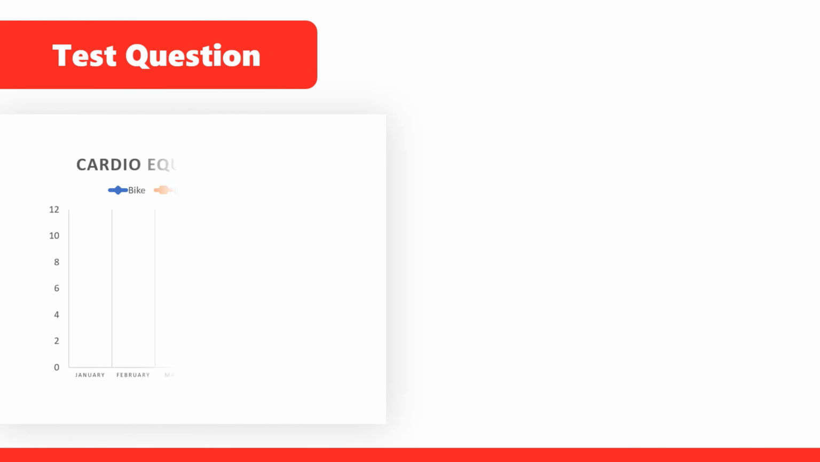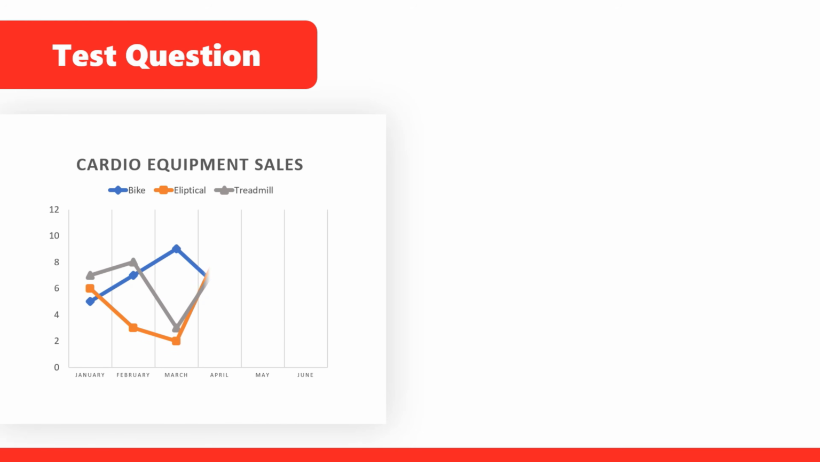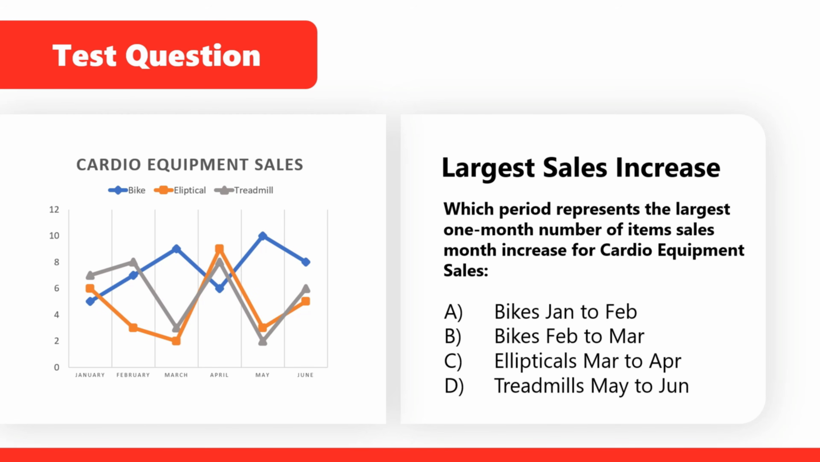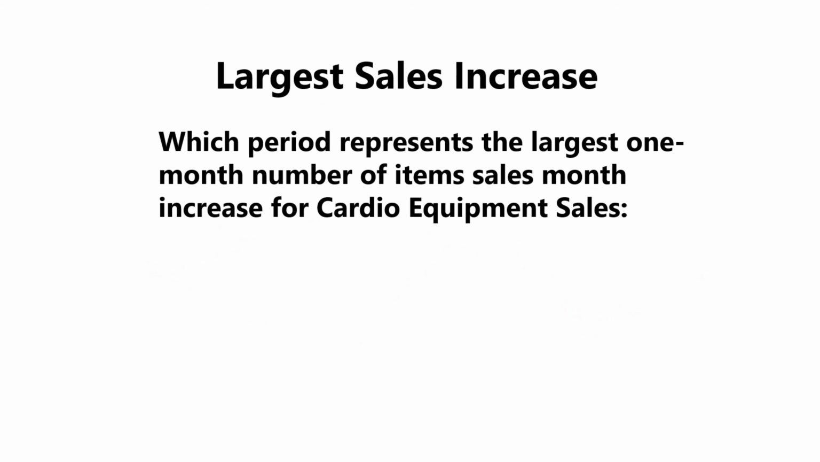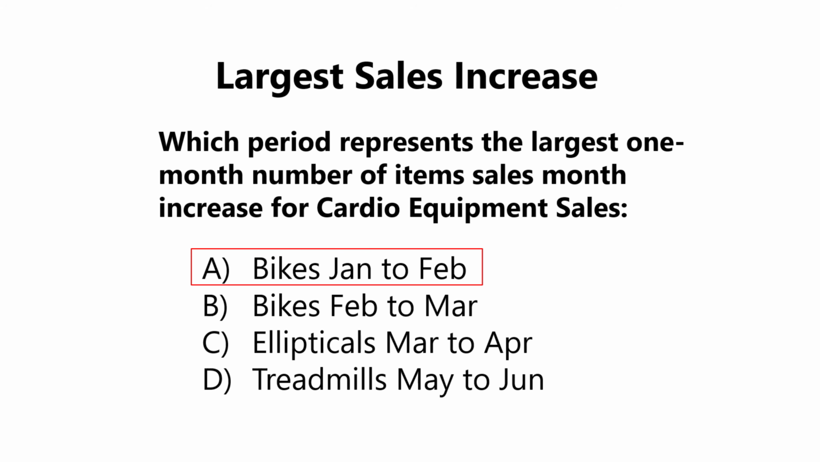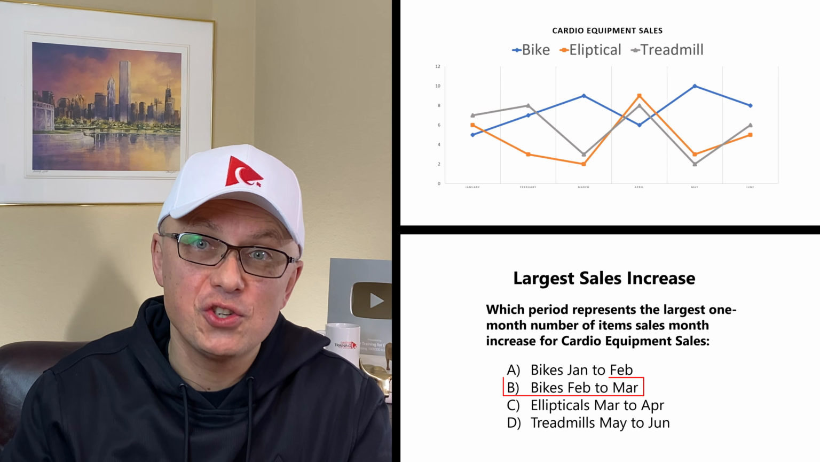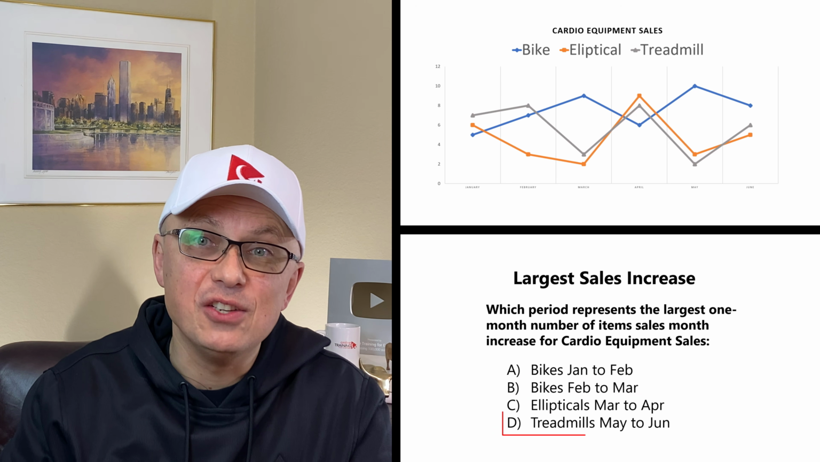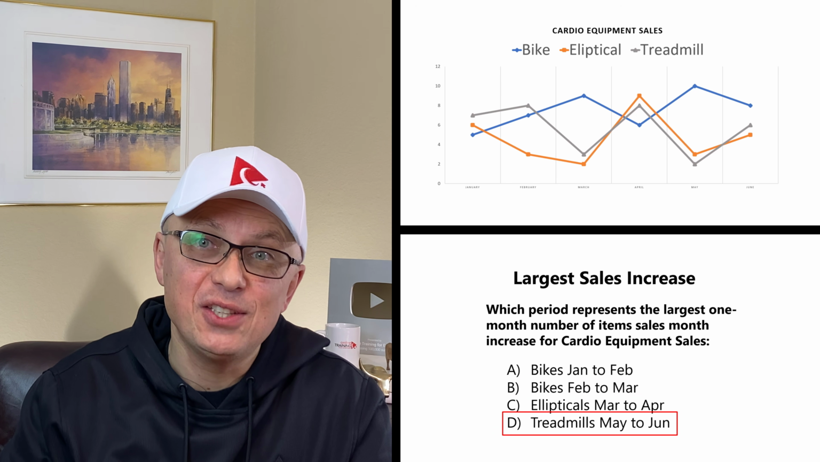The question asks you to determine the largest sales increase. Specifically, you need to determine which period represents the largest 1 month's number of item sales increase for cardio equipment sales. You have 4 different choices. Choice A, bikes from January to February. Choice B, bikes from February to March. Choice C, ellipticals, March to April. And choice D, treadmill, May to June.